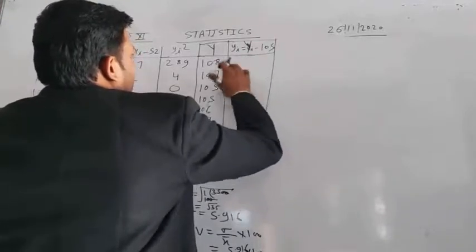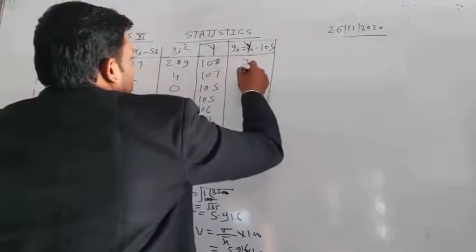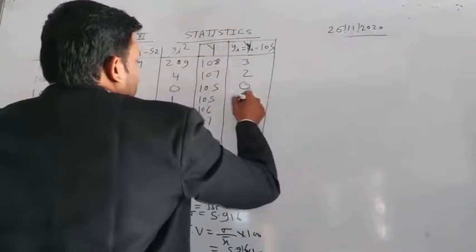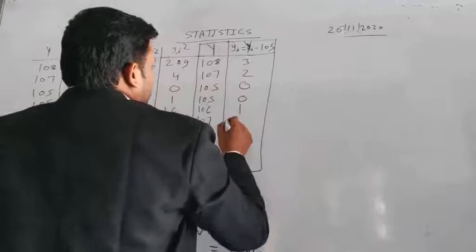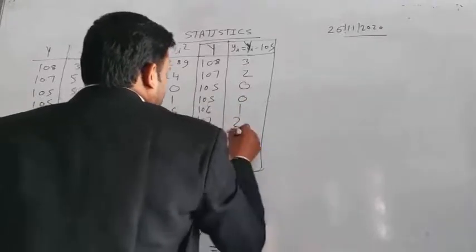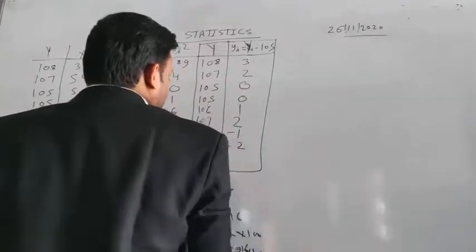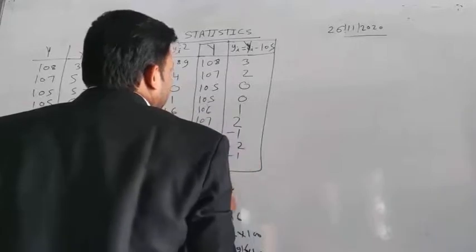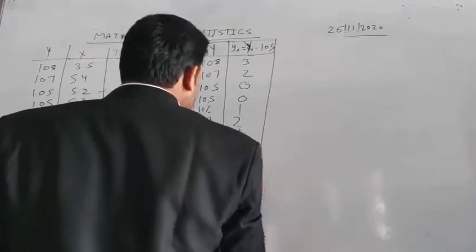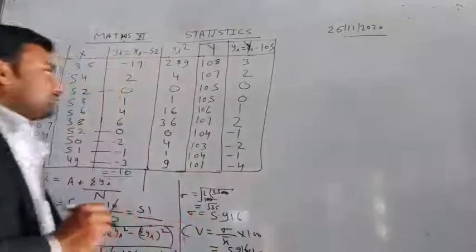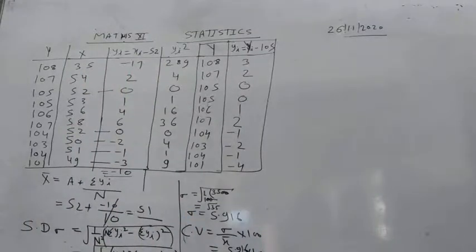Sorry, it will be 3, 2, 0, 0, 1, 2, minus 1, minus 2, minus 1 and minus 4. So yi will be what? 3, 2, 0, 0, 1, 2, minus 1, minus 2, minus 1, minus 4.